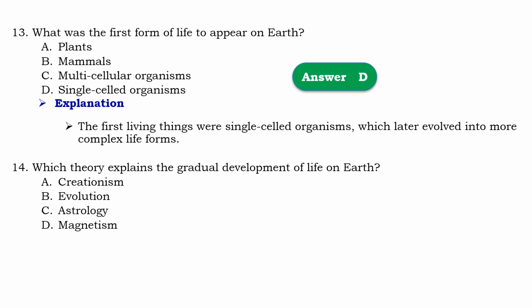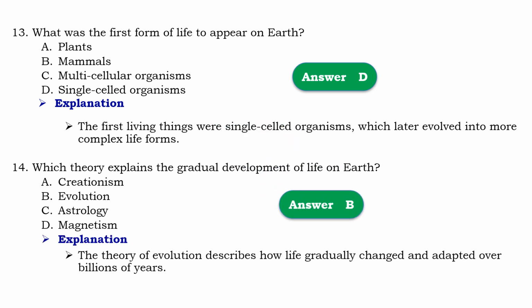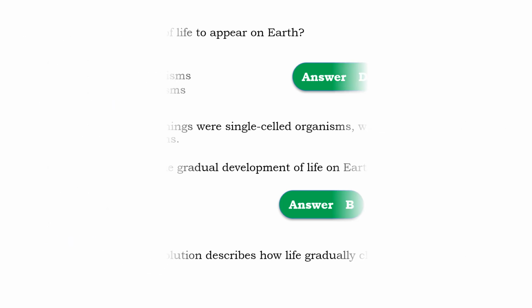So that should be B. Evolution. Means that the theory of evolution describes how life gradually changed and adapted over billions of years.